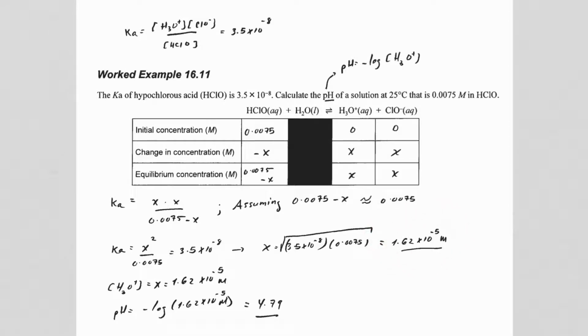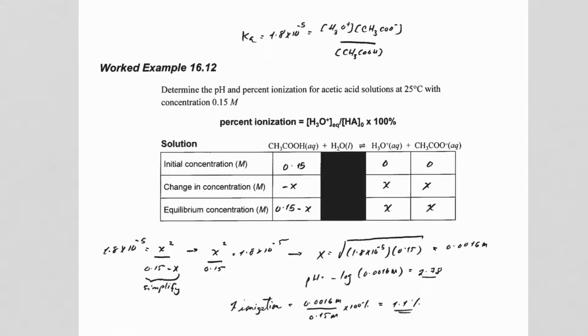Once we have that number, 1.62 times 10 to the minus 5, we substitute whenever we find X. We have hydronium, we're looking for pH, and as you know, pH is minus the logarithm of hydronium, giving us a value of 4.79.